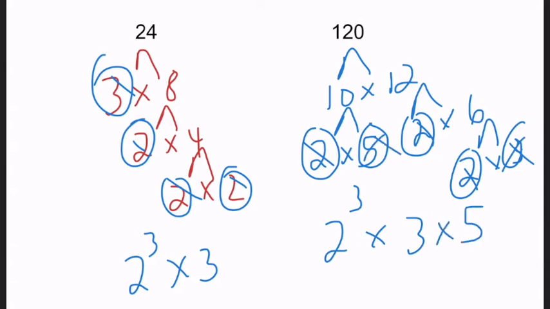And that's your answer. So just to prove it to you, 2 cubed is 8. 8 times 3 is 24. And we want to multiply that by 5. 5 times 24 is 120.